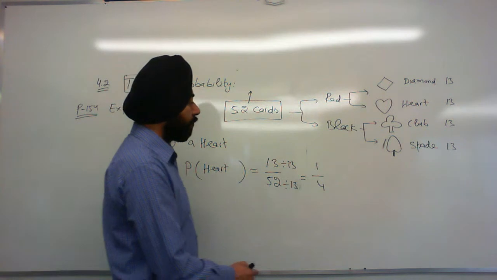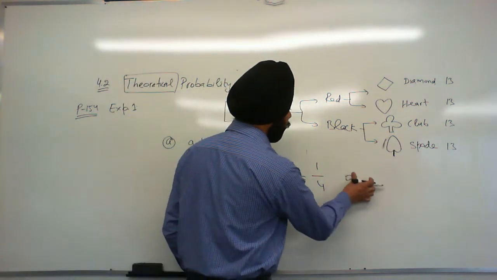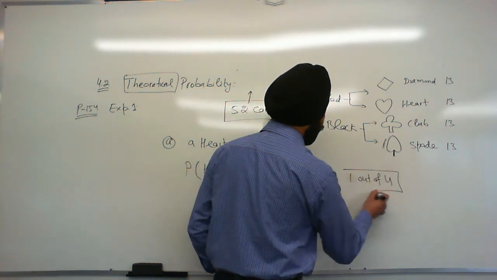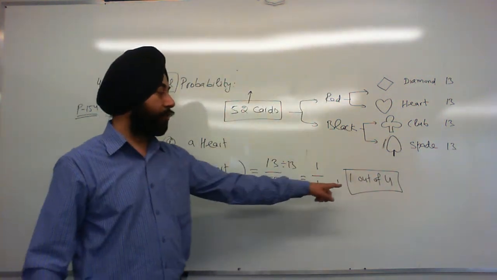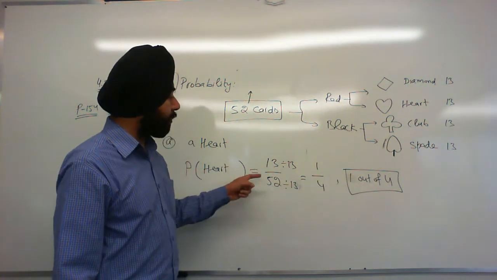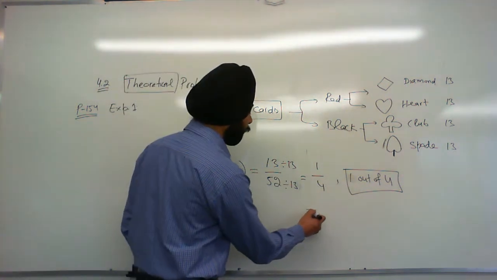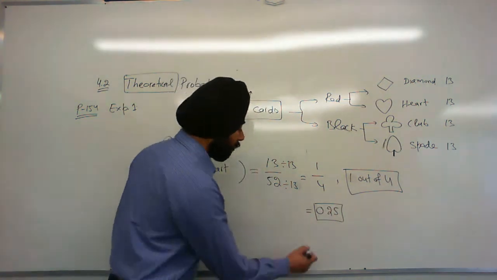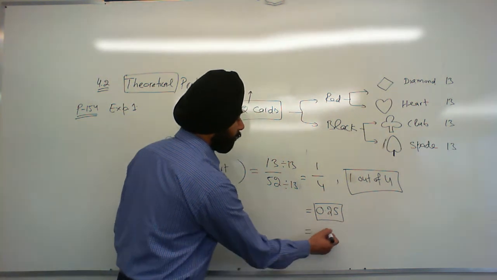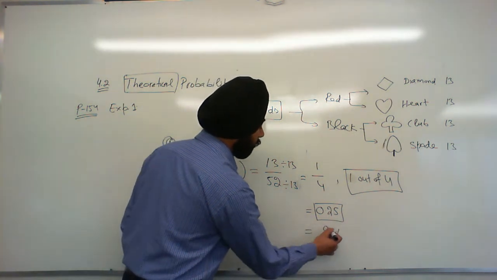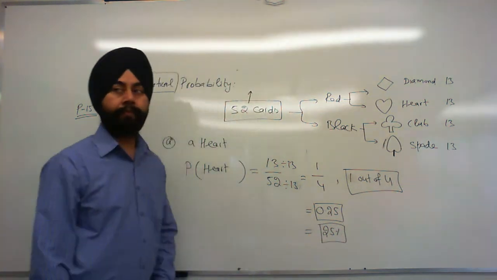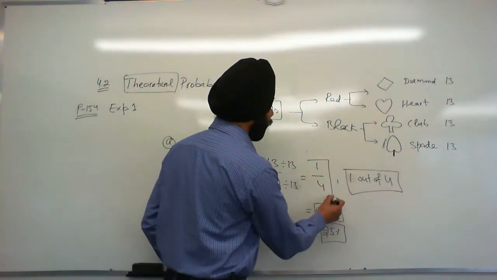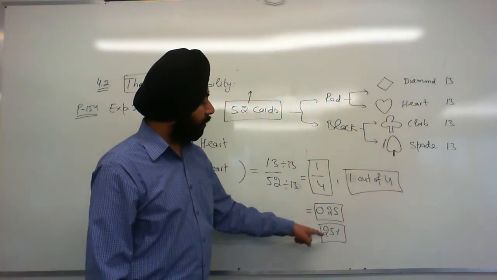And how will you write it in words? It's 1 out of 4. That's one way of writing the probability in words. But what's this number in decimal? When you divide it, what do you get? 0.25. That's another way of writing the probability. Another way is multiply this by 100 and that will give you the percent, 25%. And then you have this one also, the fraction. So these are your 4 answers.